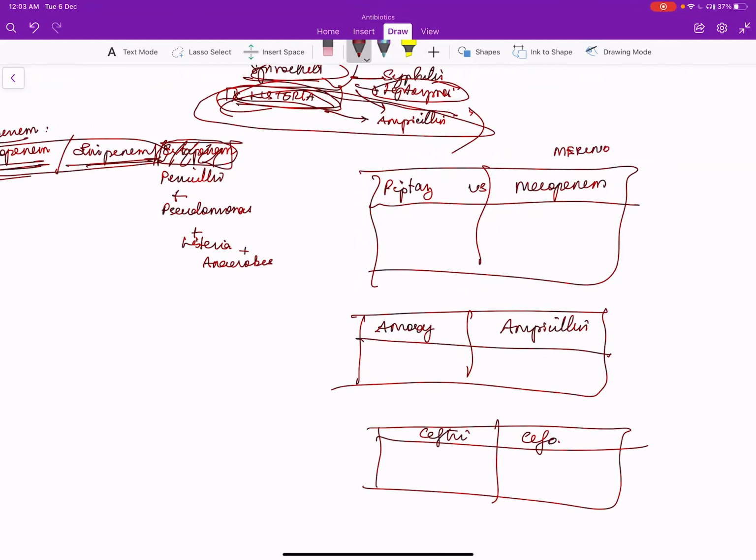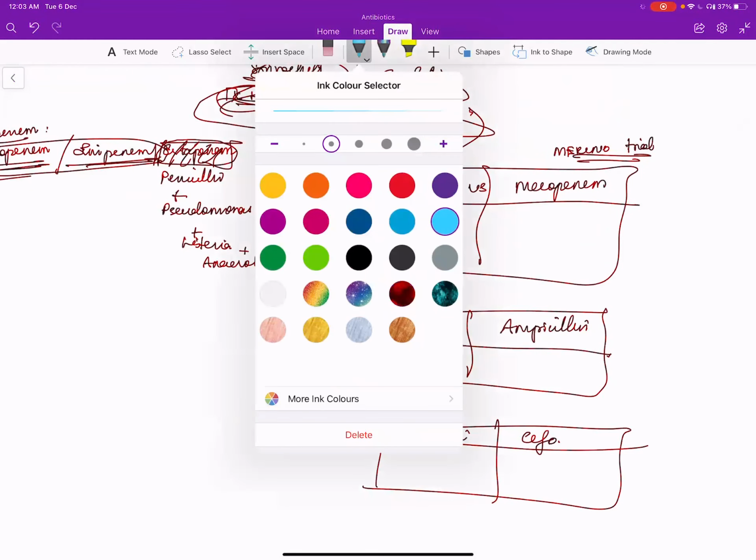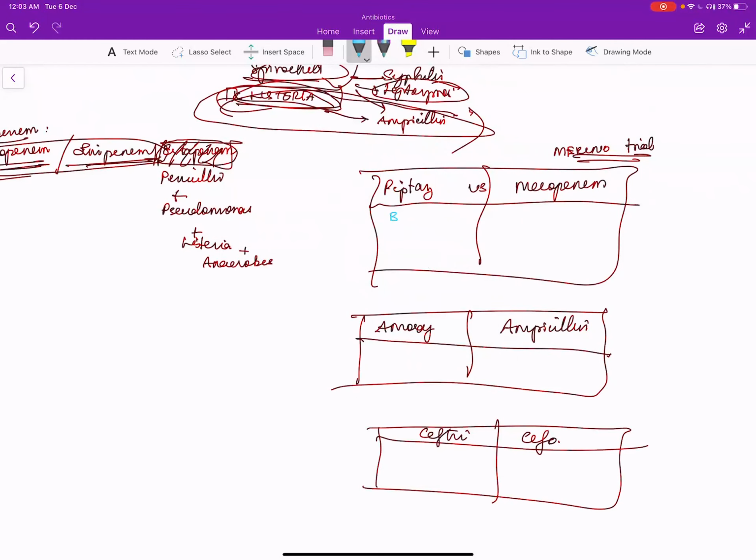Okay, one second. One trial was conducted. That's called the MERINO trial. As per the MERINO trial, if the beta-lactamase inhibitor is resistant, we can give meropenem. So practically meropenem is more powerful than piptaz, as per trials.